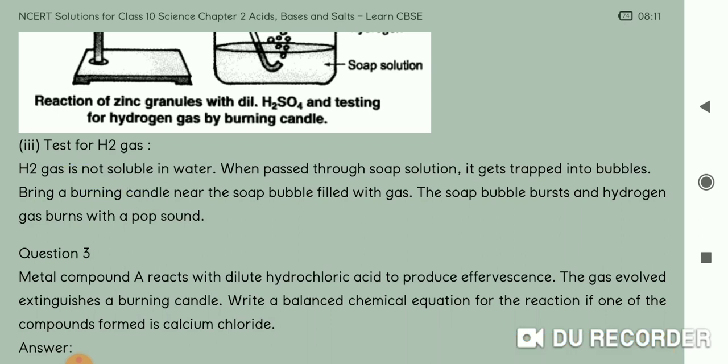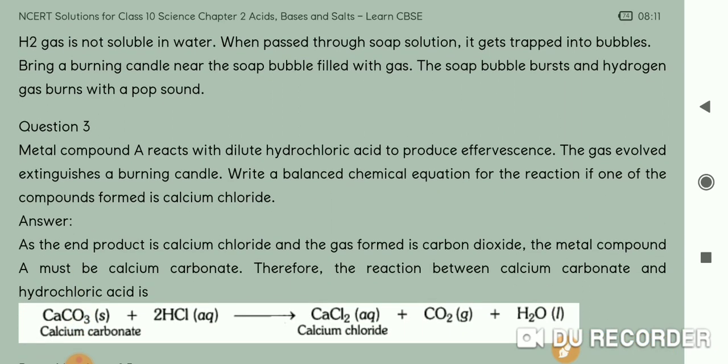So this is the test for hydrogen gas. Okay, anywhere wherever you want to test the hydrogen gas, the same procedure is used. Okay, a burning candle is brought near the hydrogen gas. So when it burns with the pop sound, it is confirmed that the gas is hydrogen only.